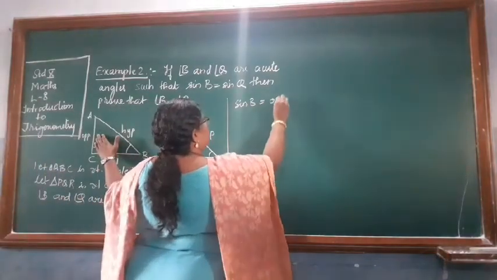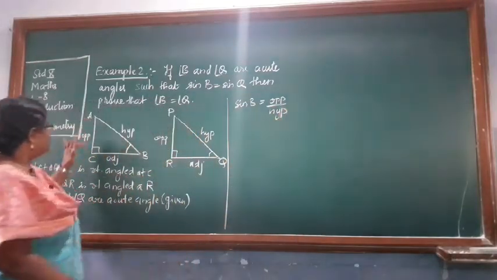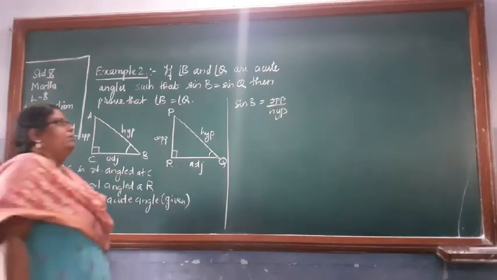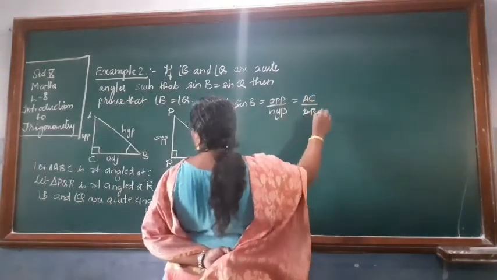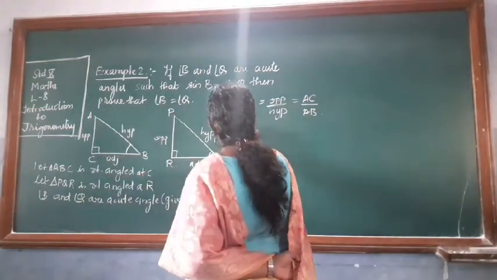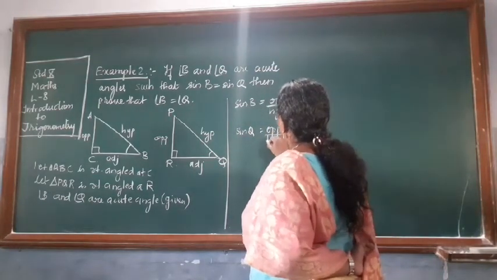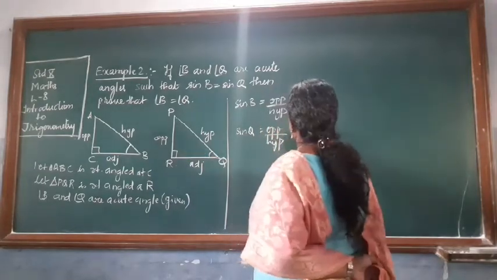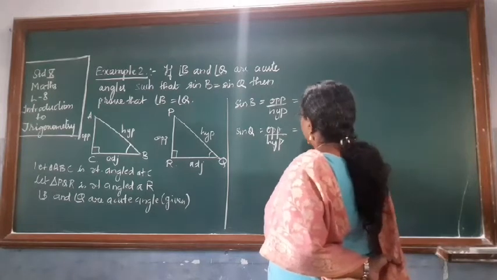What would be sin B? Sin B will be opposite upon hypotenuse, but what is the opposite side? It is AC. Upon hypotenuse, it would be AB. So it is AC by AB. And sin Q will be again opposite with respect to Q upon hypotenuse. What is opposite with respect to Q? That is equal to PR by PQ.